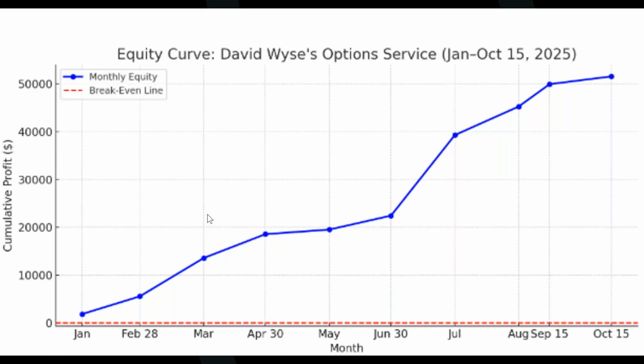Okay, this is my equity curve for the year. This is what we've done this year, and I'll show you the results that we've had. This is based on 2,000 per trade. July was a huge month.